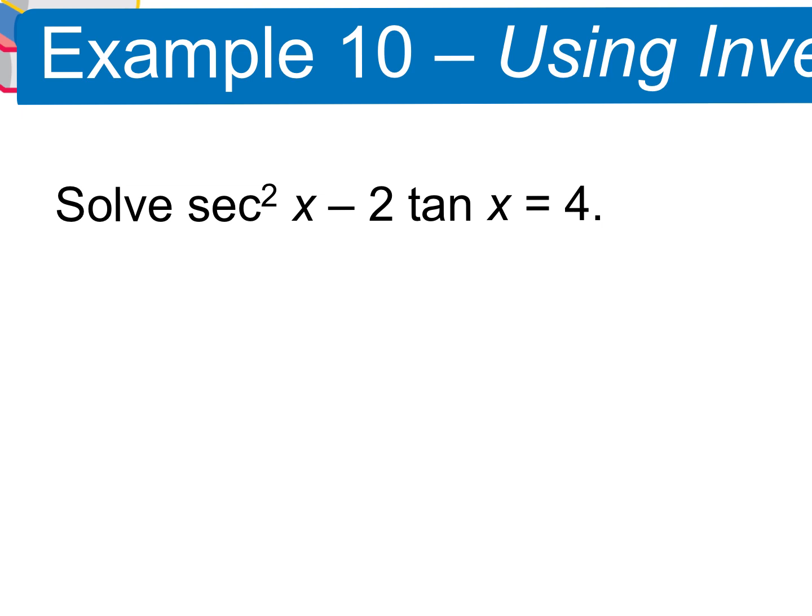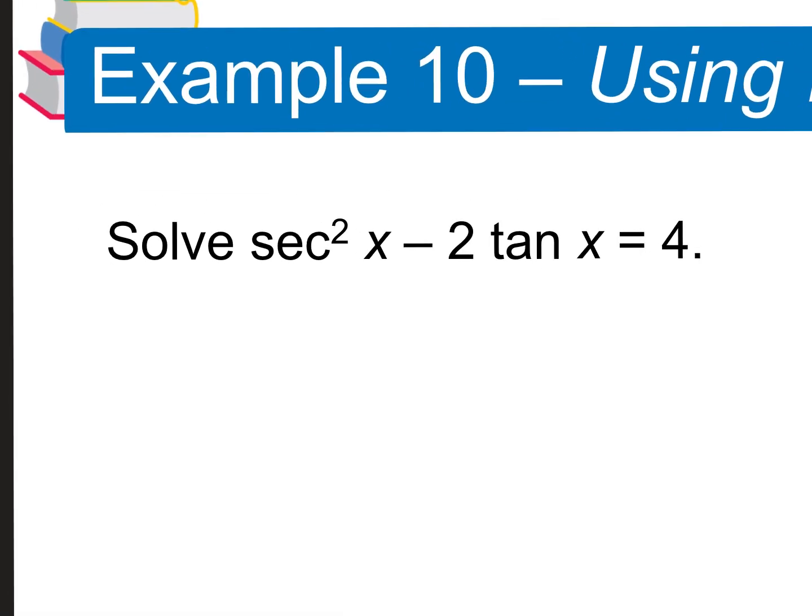I see a trig function squared and I see a trig function to the first power, correct? That's an indication that this is what kind of a problem? Factoring. Good. If you have a trig function squared and then another trig function that's to the first power, that's a factoring problem. So when you factor, guys, where do you want everything to be? On one side. I generally like the left side. So I'm going to rewrite this as secant squared x minus 2 tangent of x minus 4 equals 0.